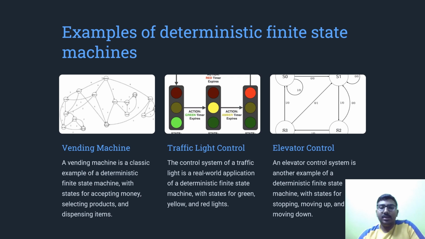In the traffic light control, the control system of the traffic light is a real-world application of a deterministic finite state machine, with the states for green, yellow, and the red lights. In the elevator control, an elevator control system is another example of the deterministic finite state machine, with the states for stop, move up, and move down. These are the real-world examples of deterministic finite state machine.